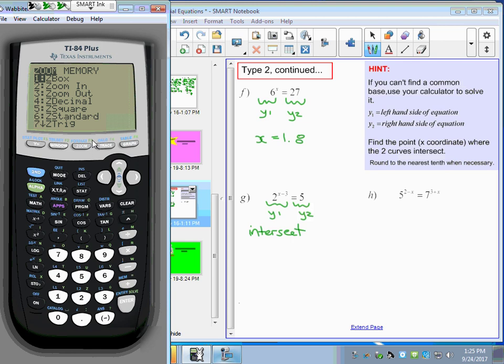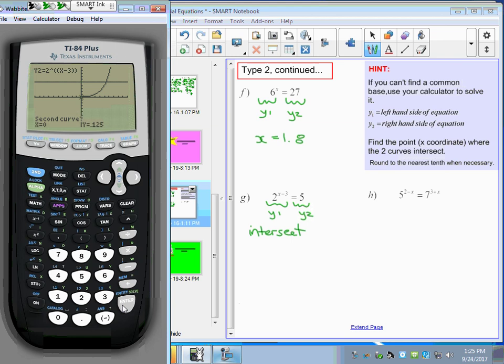I'm going to try zooming it back to standard. We'll see if we can see. So the y equals 5 is there. And there's a 2 to the power of x minus 3. Perfect. So now we press second function calc, find the intersect. So 5. Here's line 5 and 2 to the power of x minus 3. Enter, enter. And there, it spits out the answer for us. X equals 5.32. Round to the nearest tenth, 5.3.